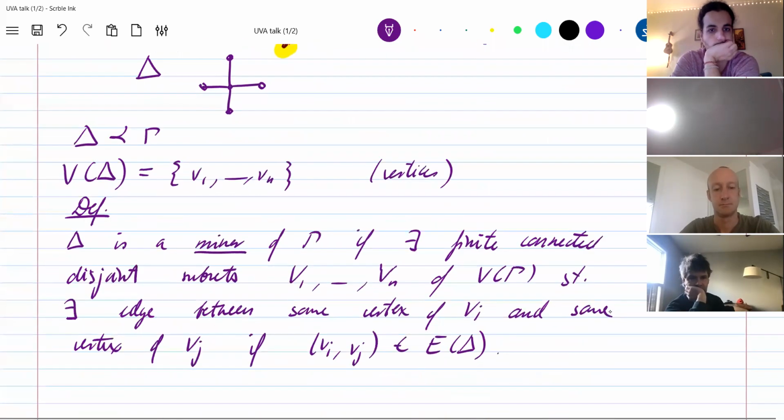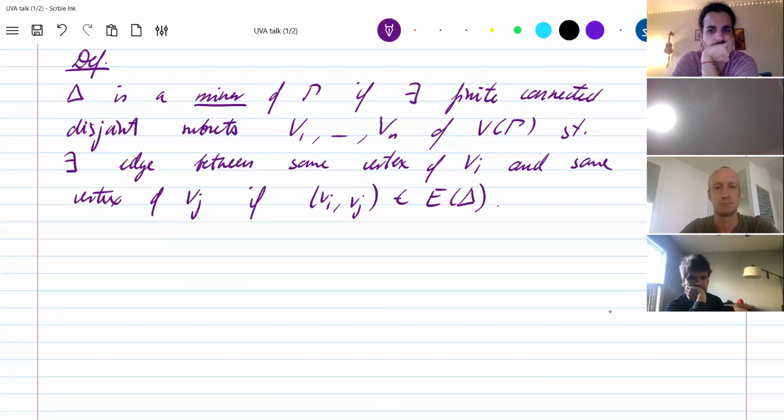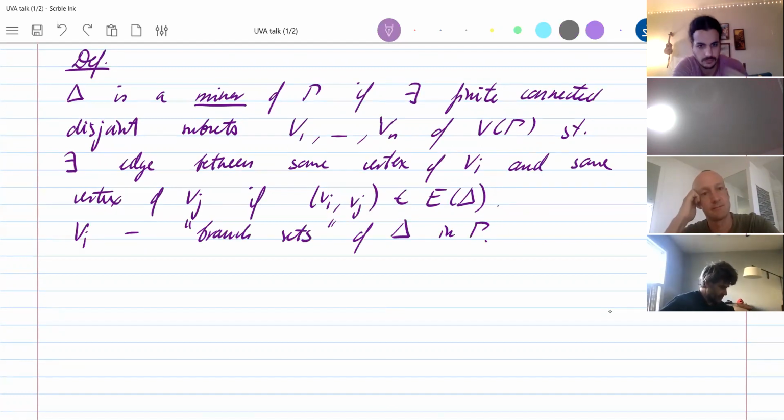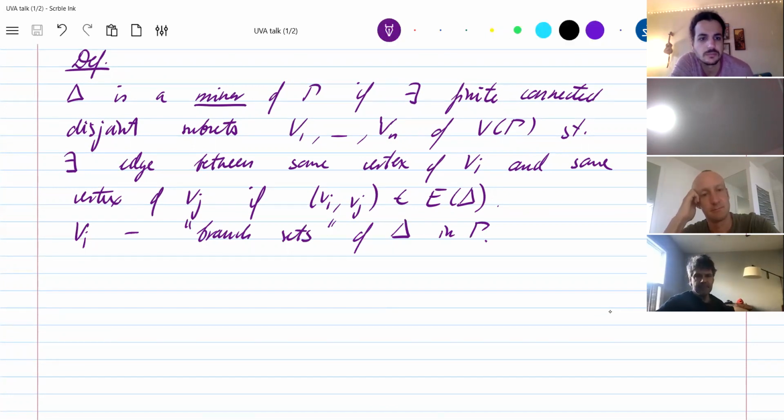Okay, and the reason I said this again in this more formal way is because sometimes I might want to talk about these vi, and these are called the branch sets of delta in gamma. Any questions about that definition at the moment? No? Okay, so basically we can find some subsets which are connected in the same way that the vertices of delta are inside gamma.